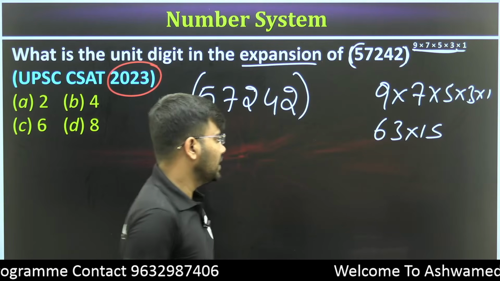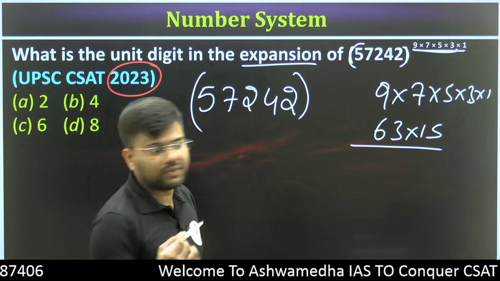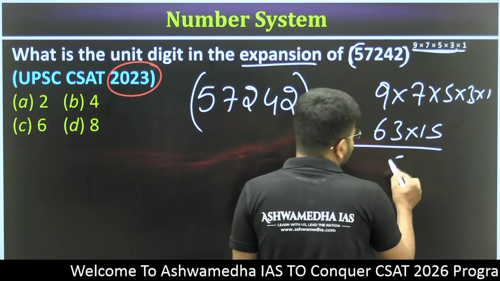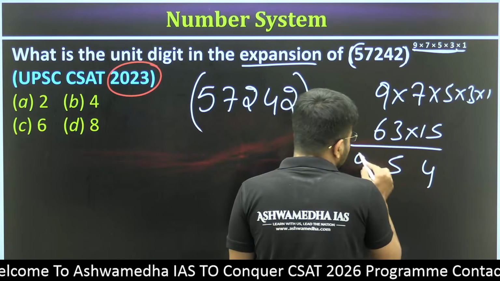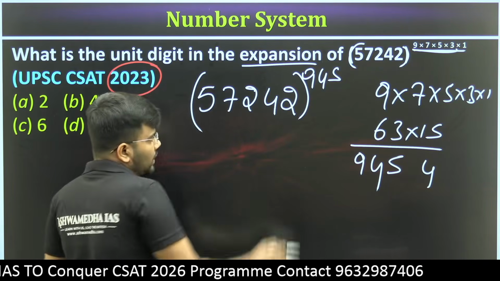63 into 15. If you are multiplying, 15 6s are 900, 15 3s are 45, so 945. Multiply: 15 3s are 45, 5 and 4 carry. 15 6s are 90 plus 4 is 94. That is 945. You are supposed to find the unit digit of what?